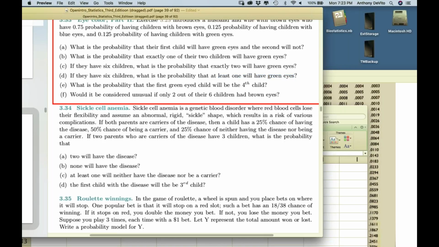One, two, three, four, five, six. How many children having green eyes is not included here? But zero, right? So our successes are going to be zero, right? Exactly. Zero is not counted. So what's the probability that we're going to get this?